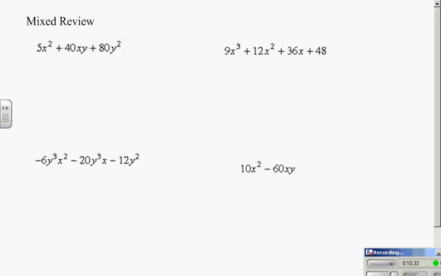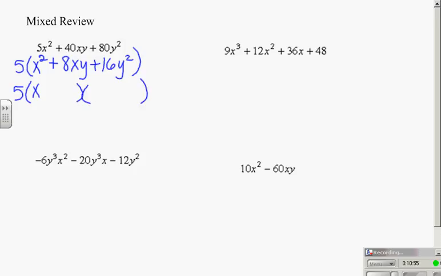I'm going to tackle a few more mixed review problems and then call the lesson done. So here we go. 5x squared plus 40xy plus 80y squared has a common factor of 5. I'm going to pull that out, and that's going to leave me x squared plus 8xy plus 16y squared.